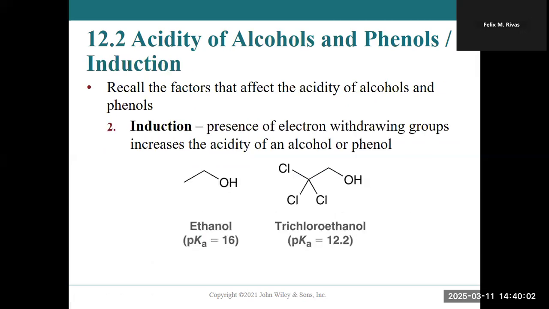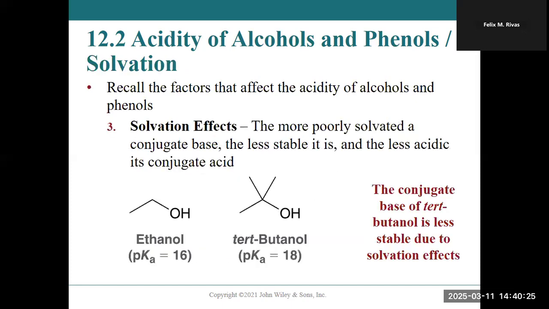Another effect that affects the acidity of an alcohol is induction. So in this example here, we have a molecule that contains three chlorine atoms, which by induction withdraws electron density from this carbon. Eventually that is communicated all the way to the oxygen, which then makes the conjugate base more stable, which makes this a better acid.